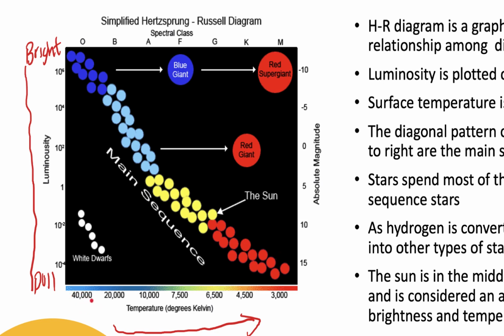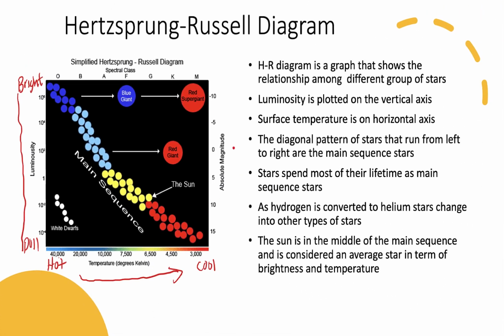And again, when you are given a graph, I want you to see how the numbers are running. So this is 40,000, 20,000, 10,000. Down here at the end is 3,000. What is that telling me? That is telling me that over here, this is hot. And if I go this way, then this is cool. So these stars over here that are blue, these are your brightest stars and your hottest stars. And these ones down here that are red, these are your dullest stars, and they're really cool because they're around 3,000 Kelvin.